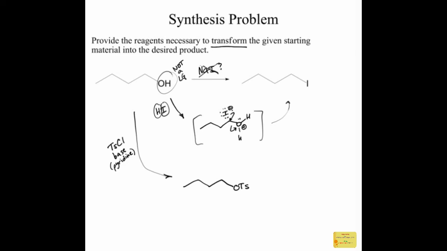Okay, but either way, once I have my tosylate, now it would be simple to convert that tosylate to the iodide. We have our leaving group. All we need is the appropriate nucleophile. So now we can come in with sodium iodide and expect the SN2 to take place to displace our good leaving group.